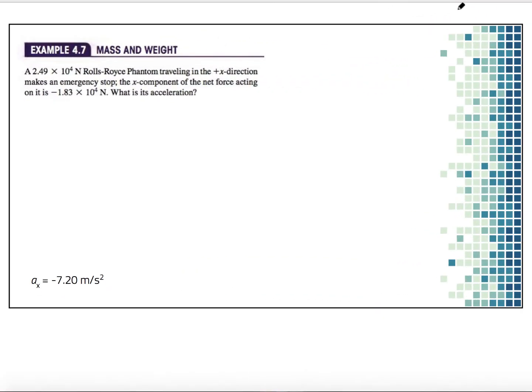Good morning. Before we get into Newton's third law, let's do a little bit of review with a slightly more complicated problem that involves what we learned about mass and weight. So we have a 2.49 times 10 to the fourth Newton Rolls-Royce Phantom. When we say something like this, we say that an object has some number of newtons attached to it. What we're talking about is the weight of that object. So the weight of this car, if you didn't know it was a car, is 2.49 times 10 to the fourth power newtons. If you recall, weight is equal to mass times g.